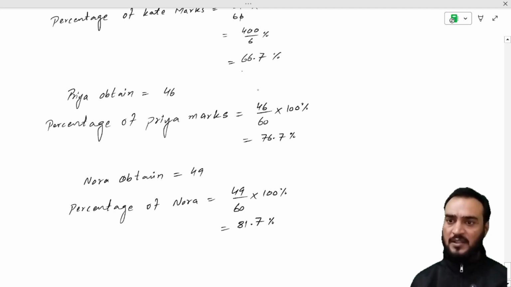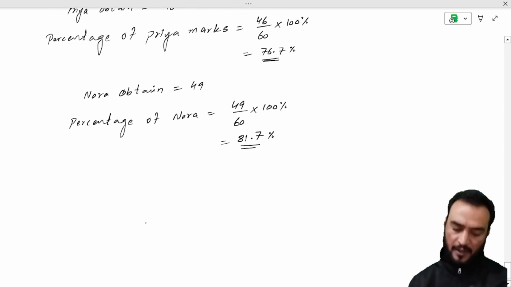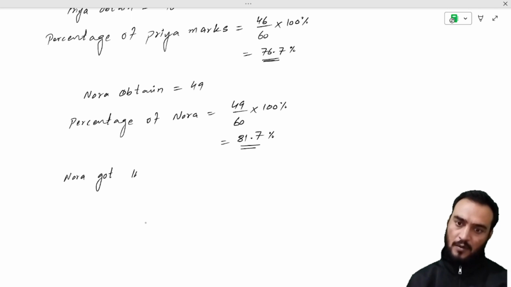Kate's marks are 66.7%, which are below 69%, and the percentage of Priya is 76.7%, which is below 79%, and the percentage of Noora is 81.7%, which is above 80%. So in this way, Noora got the gold prize.